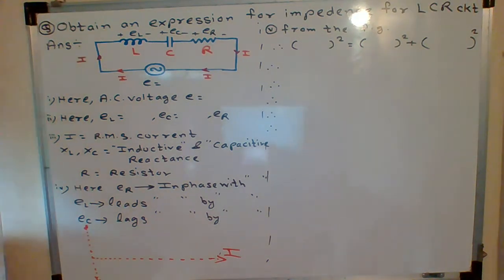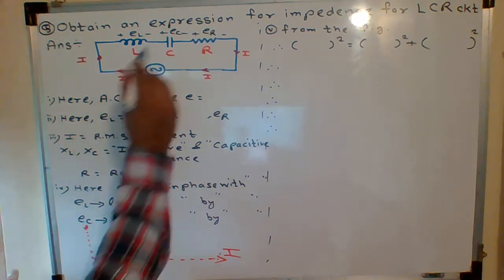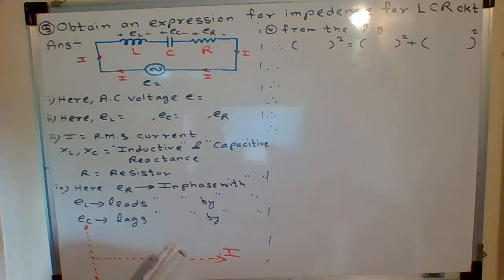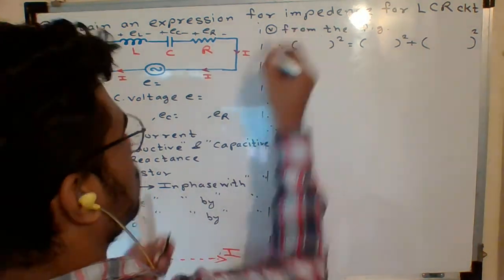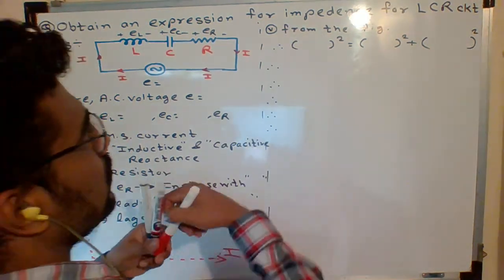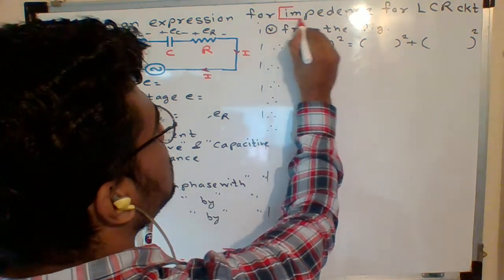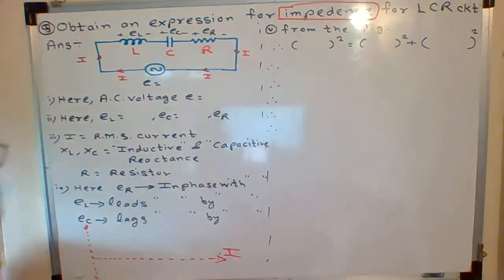Students, what's the next question you can see over here? Obtain an expression for impedance. Impedance means what? Resultant resistance. I will tell you.